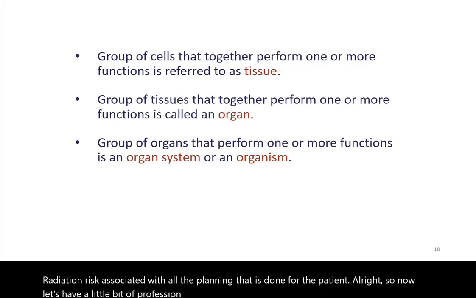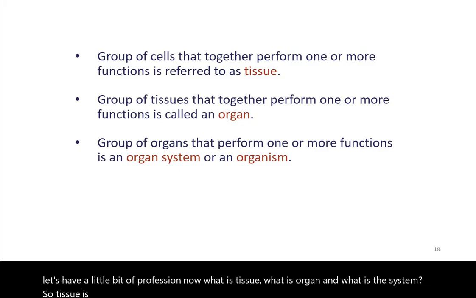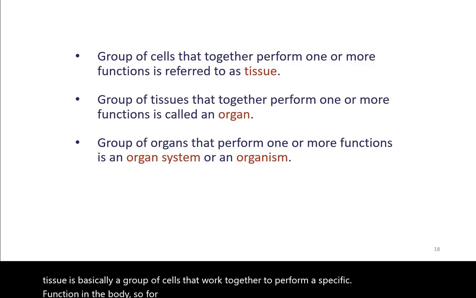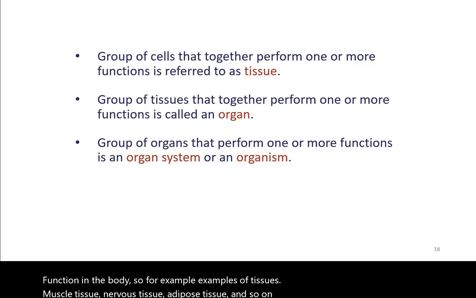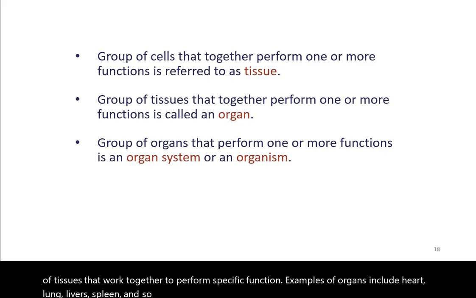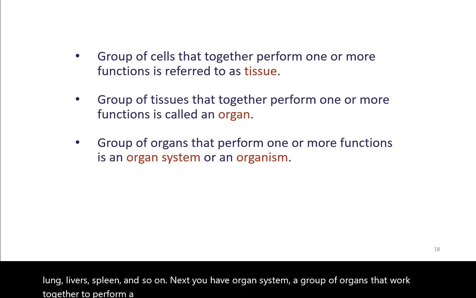Now, what is a tissue, what is an organ, and what is a system? Tissue is basically a group of cells that work together to perform a specific function in the body. Examples of tissues are muscle tissue, nervous tissue, fatty adipose tissue, and so on. An organ is composed of different types of tissues that work together to perform a specific function. Examples of organs include heart, lung, liver, spleen, and so on. Next, you have the organ system, a group of organs that work together to perform a specific function or a set of functions in the body.